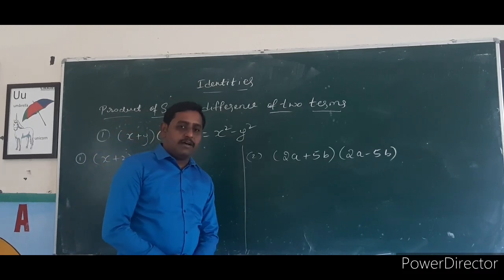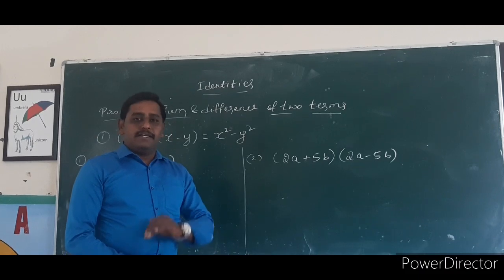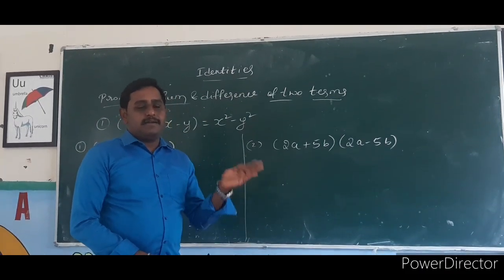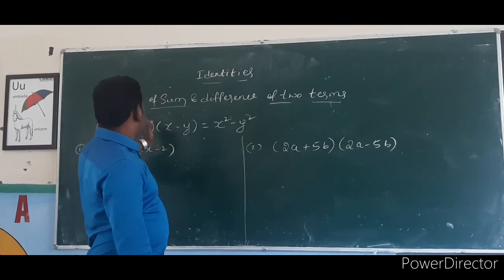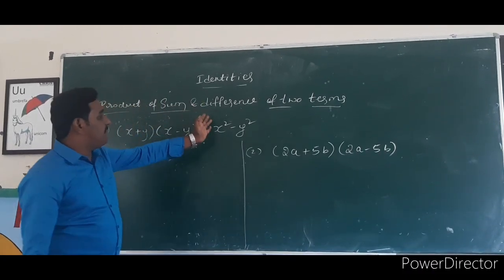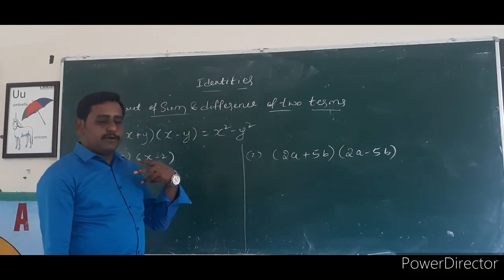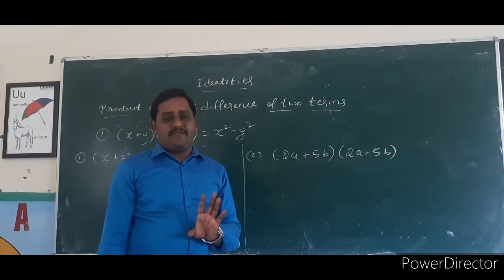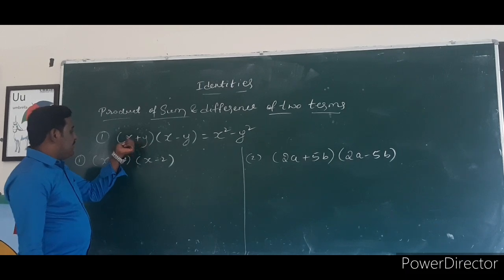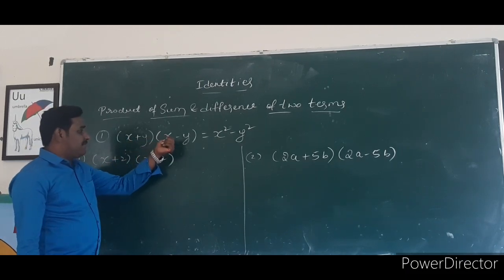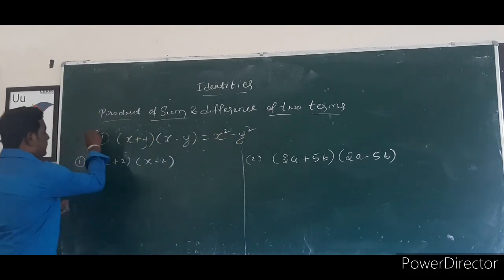In the first class, we learned how to multiply two binomials by using the formula method and the direct method also. So in this class, we are going to discuss the product of the sum and difference of two terms of binomials. Here also, we are multiplying two binomials but using a different formula. So let us see which is the formula. That is (x + y)(x - y) = x² - y². This is the formula.